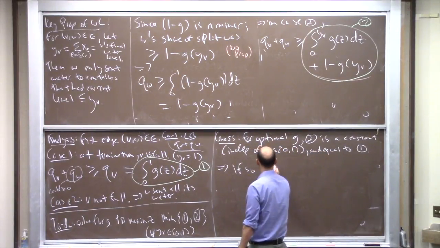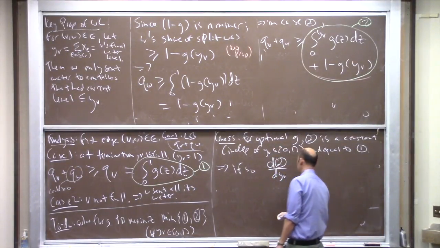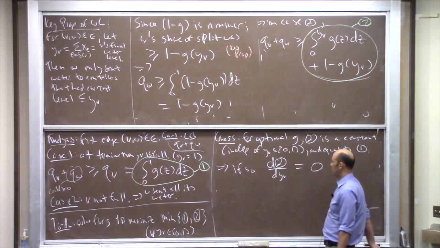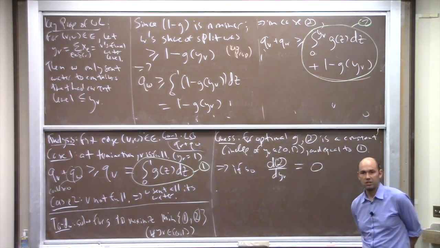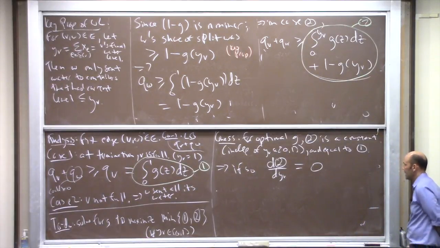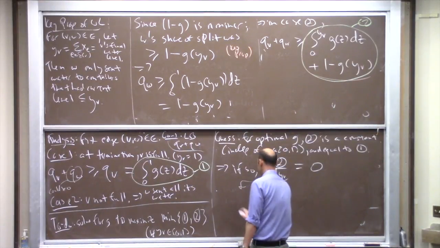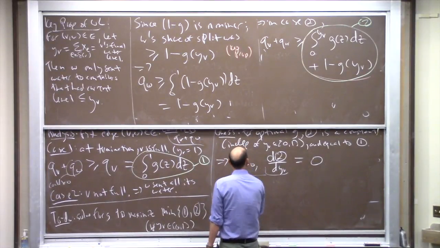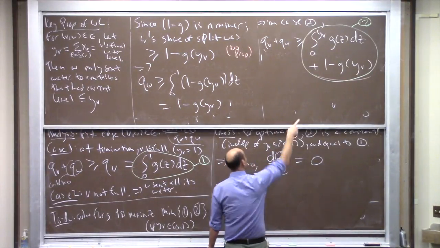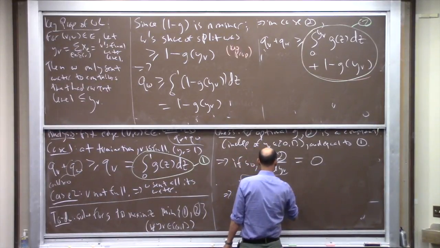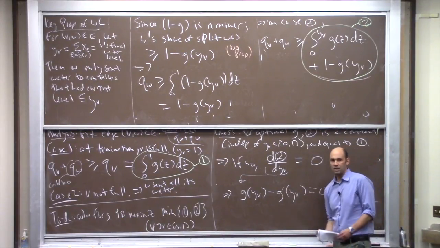So if we take the derivative of the expression 2 with respect to the variable y sub v, that should be 0. If there's a g that makes that constant for all y sub v, then of course when we differentiate with respect to y sub v, we get 0. Now actually, this is really not that hard to understand. We're differentiating expression 2 with respect to y sub v. So the derivative just cancels that integral. And then, of course, the 1 disappears and we get a g prime. Or if you prefer, moving this over, g equals its derivative.